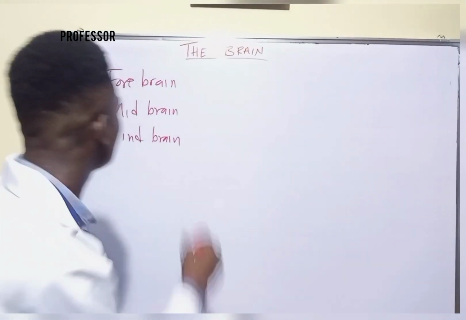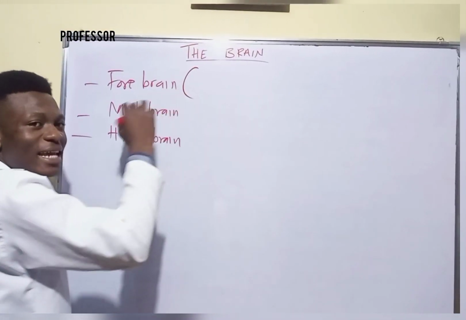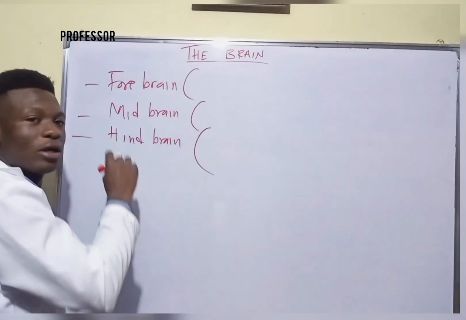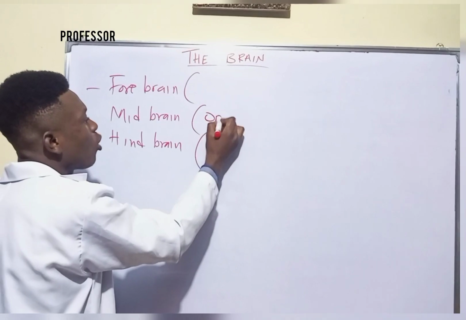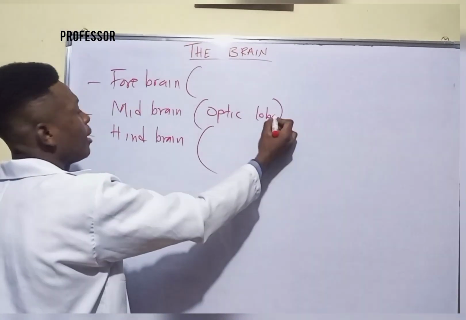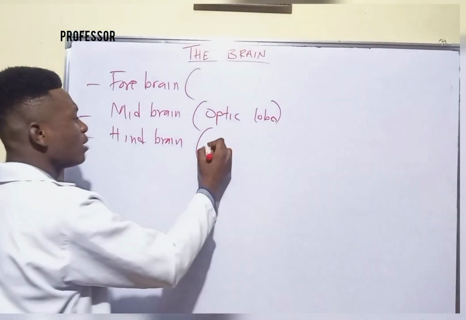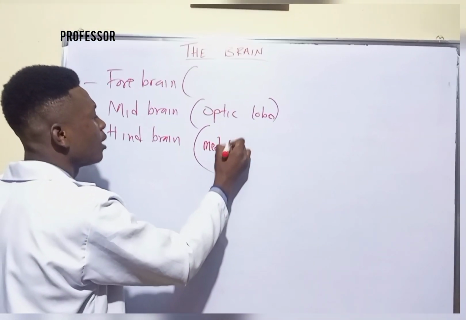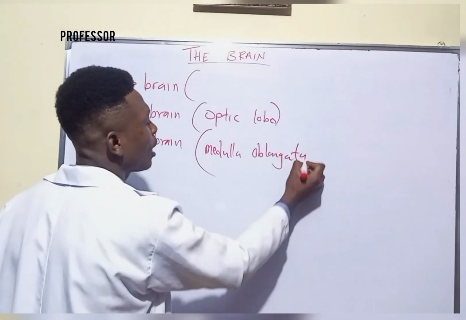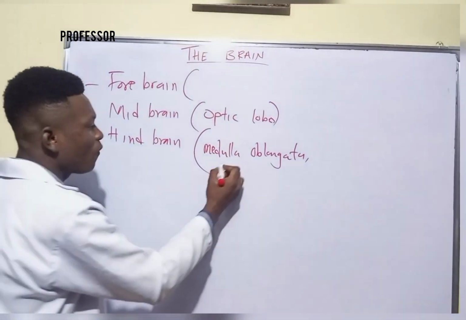What type of parts do you find in the forebrain, the midbrain and the hindbrain? In the midbrain, we just find the optic lobe. In the hindbrain, what do you find? We find the medulla oblongata.